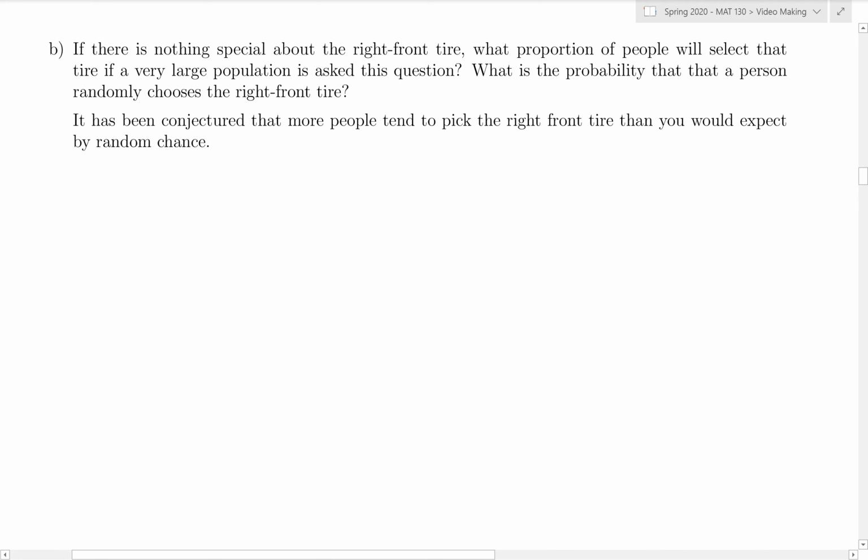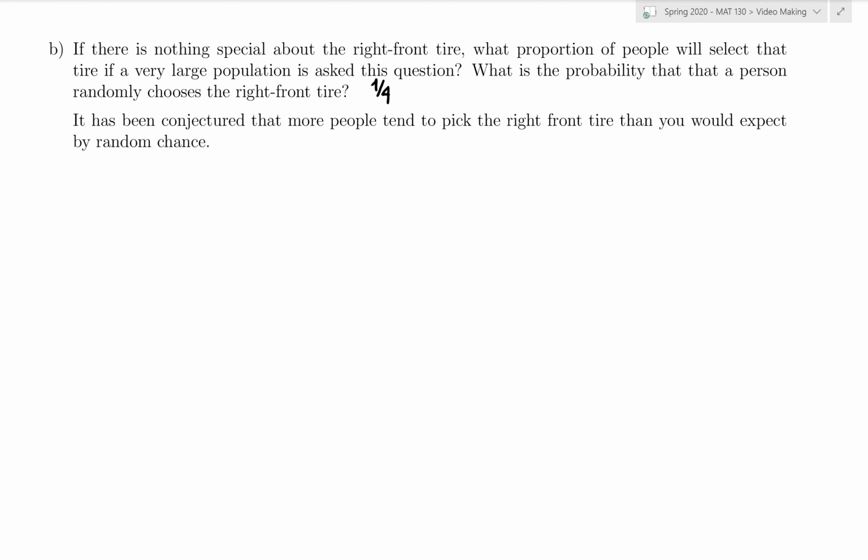All right, so first question here is, what is the probability? So remember the law of large numbers when we're talking about probability. The probability of an event happening is, if we were to repeat this a large number of times, approximately how many times would we expect a person will select the right front tire if there's nothing special about it? So how many options do you have for tires? Well, there's front left, front right, back left, back right. So there's 4 of them, right? And there's one front right tire. So that's the probability that a person randomly chooses the front right tire.